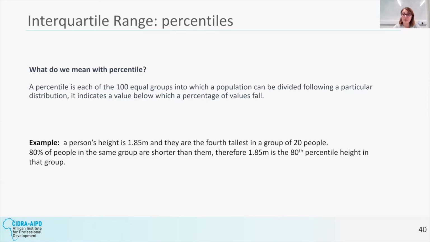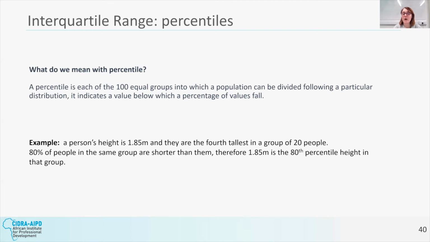Before we start talking more in depth about the interquartile range, I feel that we need to introduce two important concepts, the concept of percentile and the concept of quartile. So what do we mean by percentile? A percentile is each of the 100 equal-sized groups into which a population can be divided, and a percentile represents a sort of threshold below which a certain percentage of values fall.